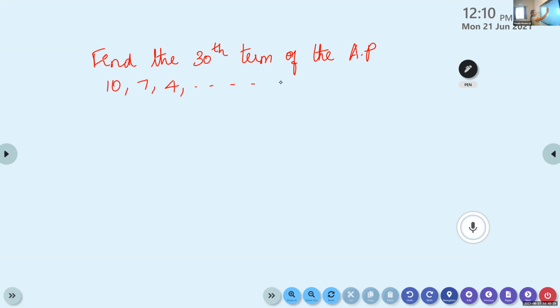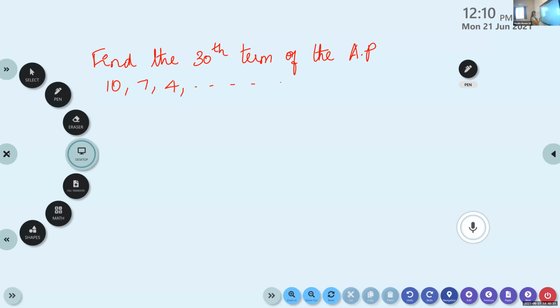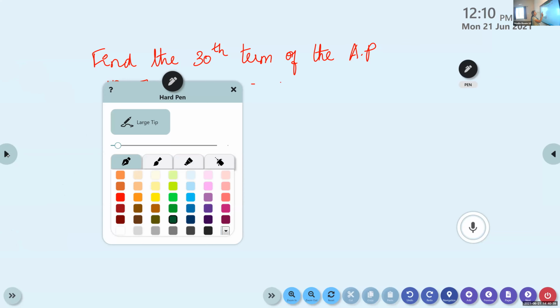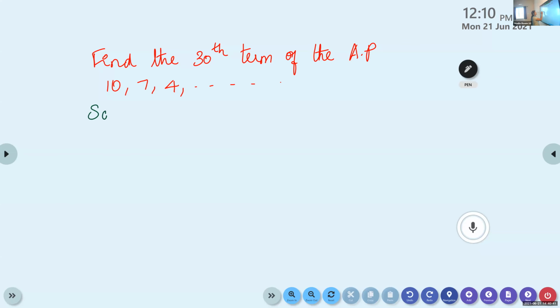Once this question is given, we are going to write the solution. We should write what things are given in the question. From the sequence, can you tell me what is A? Vishnu Priya, what is A? A is 10. What is the common difference? Negative 3. Very good.